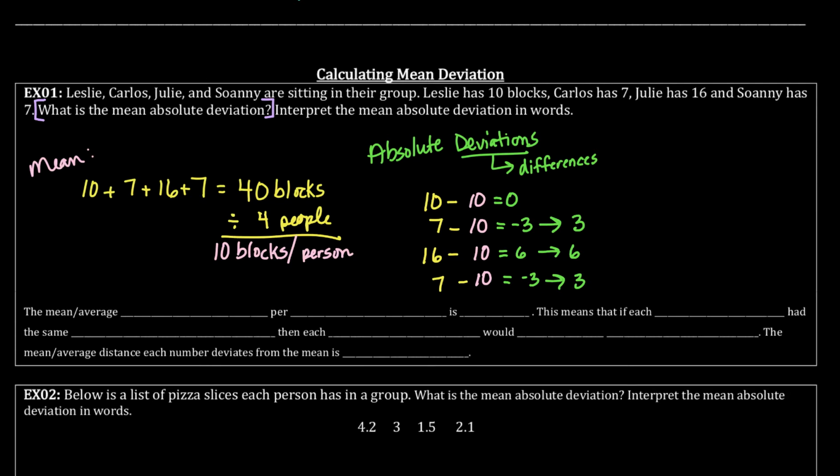So I'm going to take these absolute differences. Let's see, I guess I'll use blue. So let's do the mean absolute deviation. That means I just have to find the mean of these. So I'm going to add all these: 0 plus 3 plus 6 plus 3, and I get 12. And then I'm going to take that 12 and divide it by the 4 cases that I have, 4 numbers, and I get 3. That's my mean deviation.